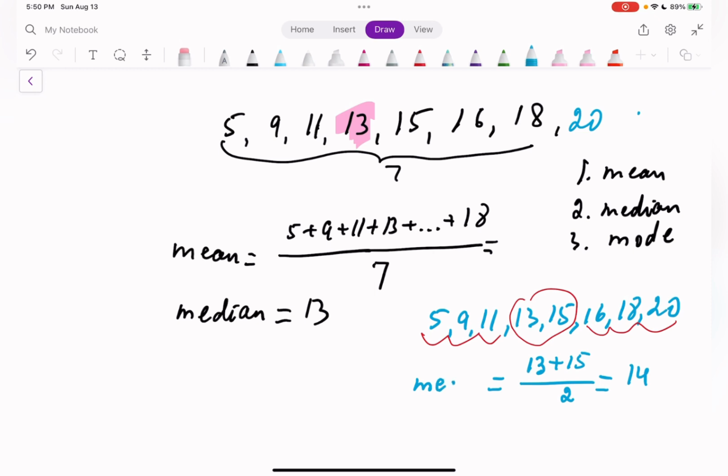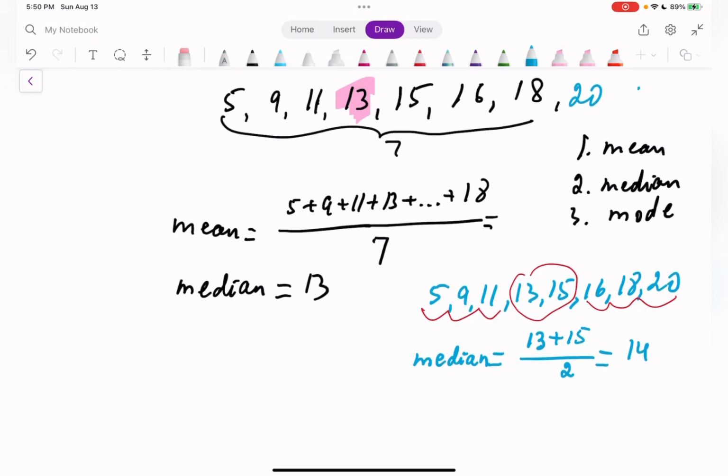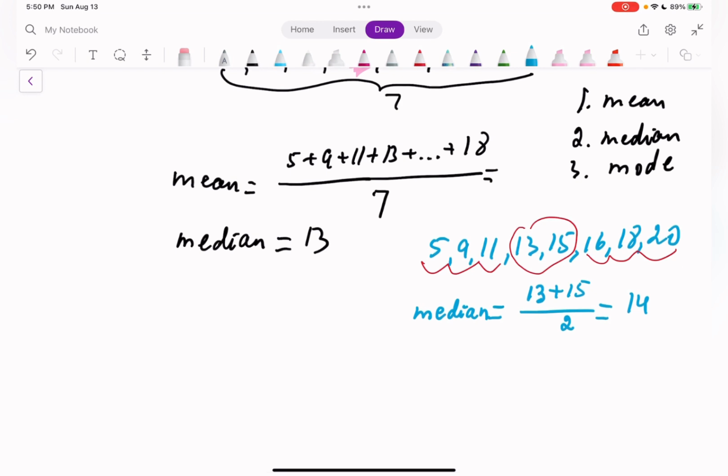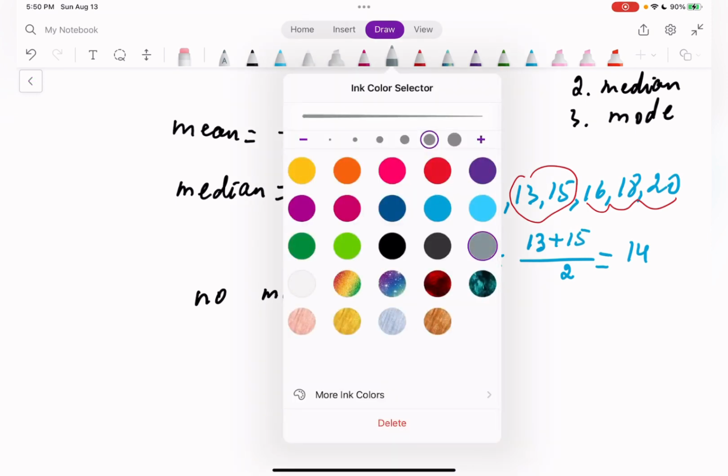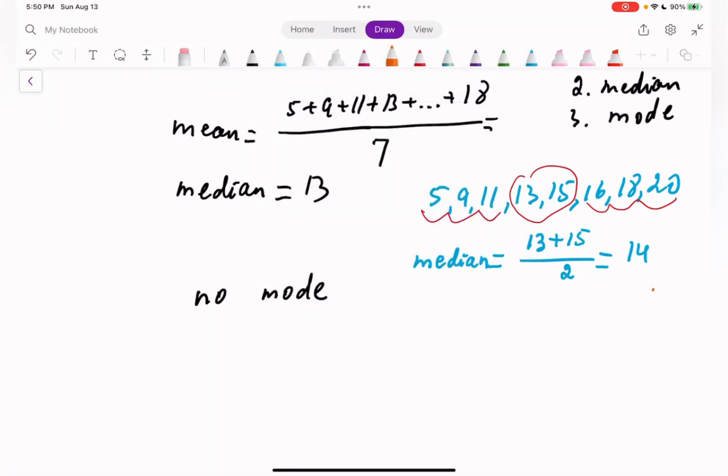One second. Okay. But if you have an odd amount, then you just take the middle. And lastly is mode. Mode identifies which numbers have the highest frequency. Let's say in this case we don't have any repeated values, right? Here the mode is going to be no mode. But now I'm going to give you an example of a case where we have different numbers and we have a mode.